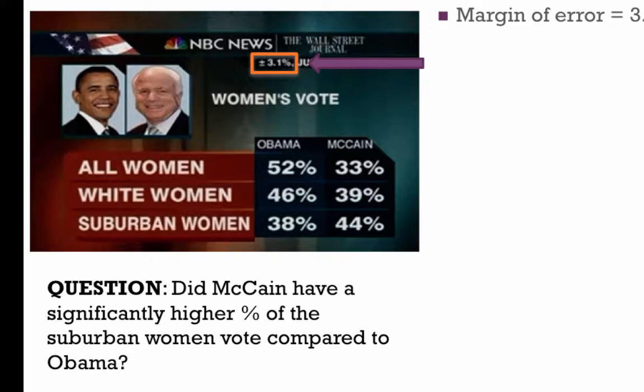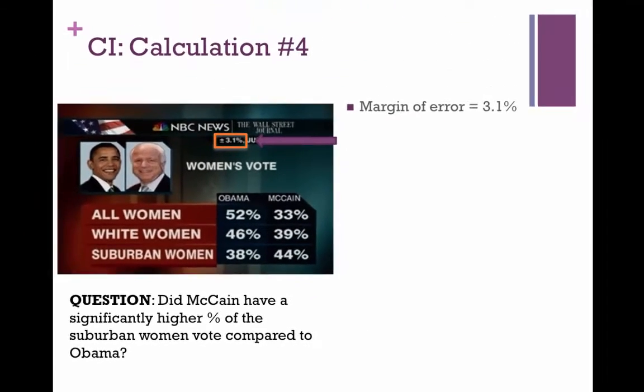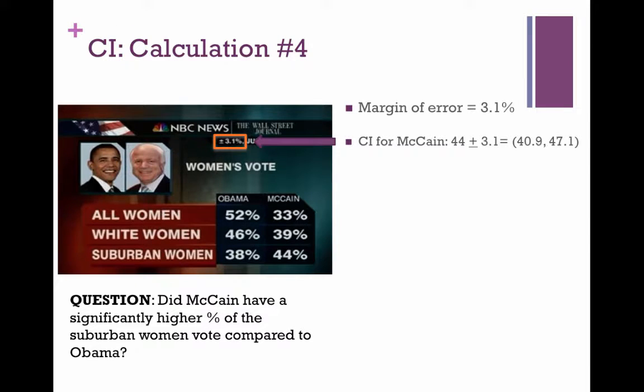So knowing that we have the point estimate and we have a margin of error, what can we then figure out? We can really figure out the confidence interval of where we really think the suburban women are going to vote for Obama and McCain, given the margin of error. So let's figure that out. For McCain, we have a confidence interval of 40.9 and 47.1. As we see, we have the point estimate of 44% of the suburban women vote with a margin of error of 3.1. And what about Obama? Well, he has a point estimate of 38% plus or minus the margin of error, which is 3.1, gives him a confidence interval of 34.9 and 41.1.